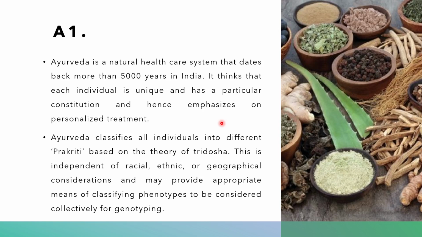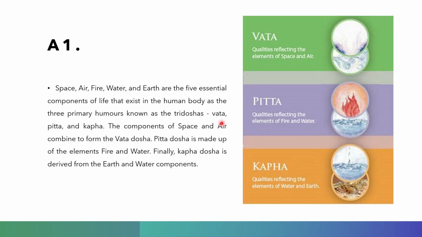Okay, so Ayurveda is a natural healthcare system that dates back more than 5,000 years in India, and it holds that each individual is unique and has a particular constitution, and hence emphasizes personalized treatment. This is the motto of Ayurveda. And today our topic is personalized therapy. That's why we are more interested in studying Ayurveda here. It classifies all individuals into different prakriti, based on the theory of tridosha. This is independent of racial, ethnic, or geographical consideration, and may provide an appropriate means of classifying phenotypes to be considered collectively for genotyping. Understood? So how this is classified, you can see here.